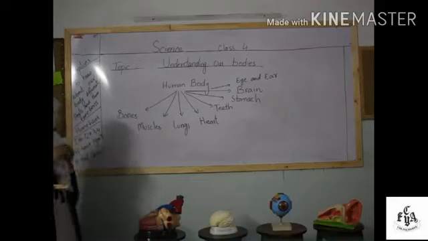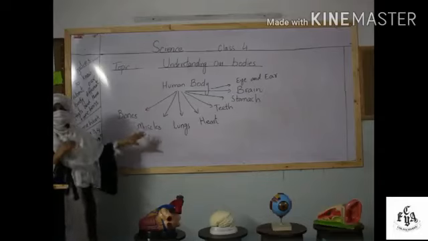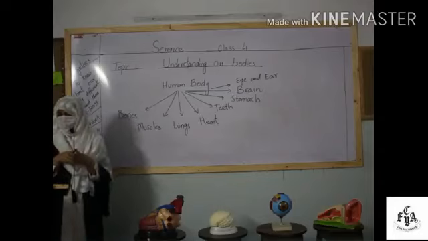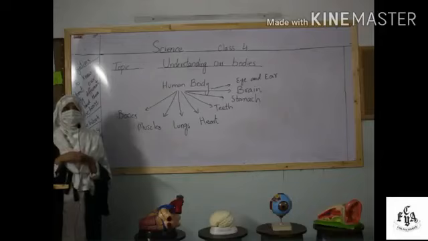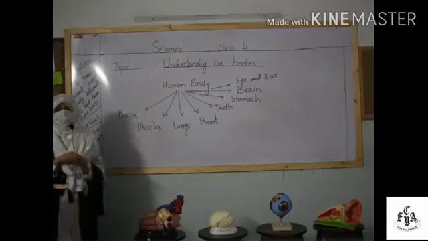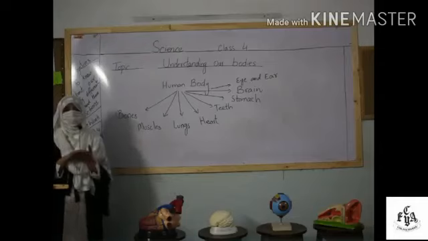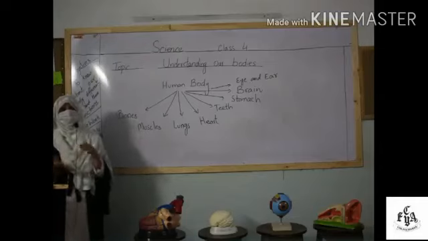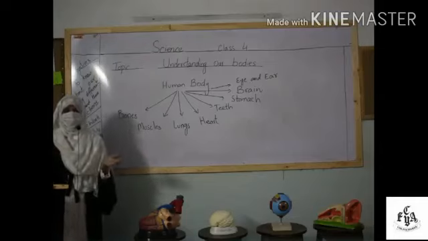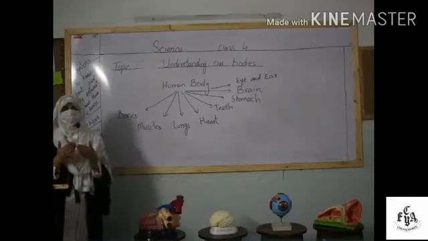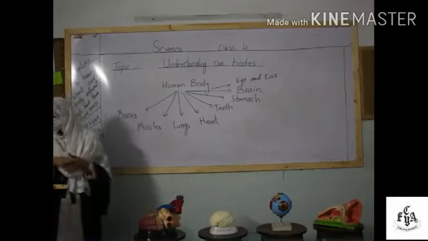Now come towards the muscles. As we have discussed the bones, the muscles are attached to the bones. And what is the function of the muscles? The function of the muscles is to help the bones to contract or to relax, to move, to do different works, right?